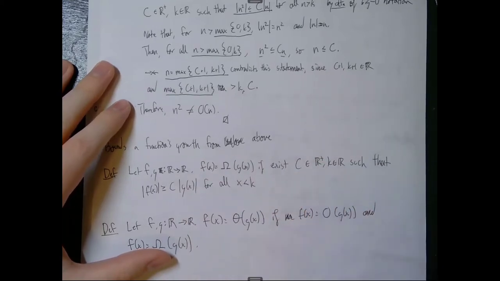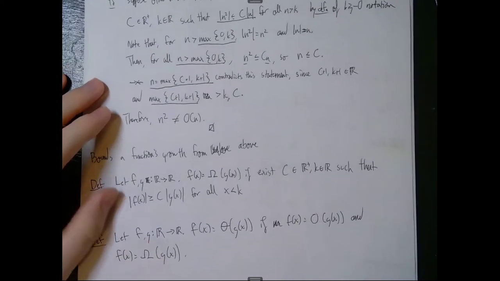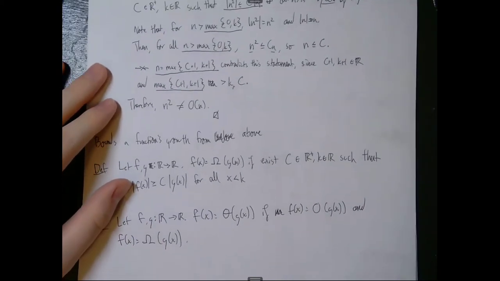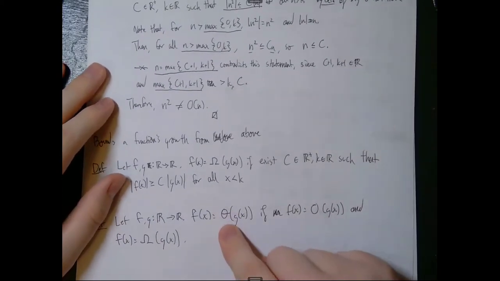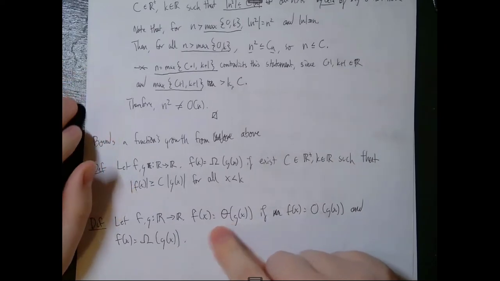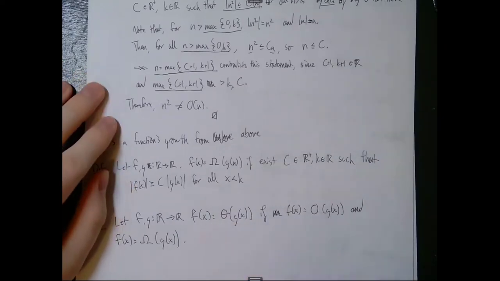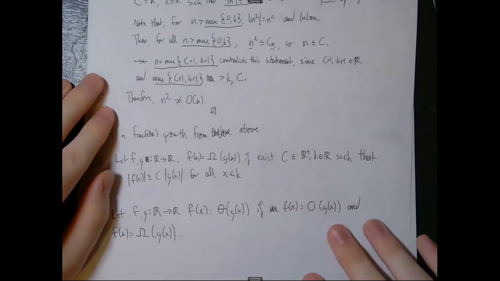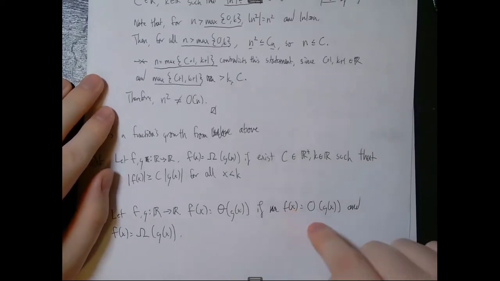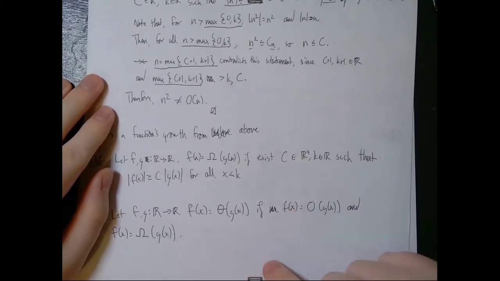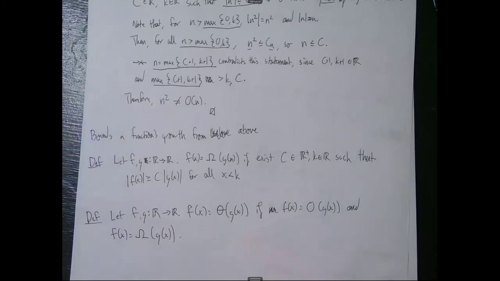So if big O is a bound from above, big omega is a bound from below. And then we have big theta notation, which is when f of x is bounded from above and below by g of x. So we say that if f of x is O of g of x and omega g of x, then f of x is theta g of x. And if f of x is theta g of x, then we know that f of x and g of x basically exhibit exactly the same growth.